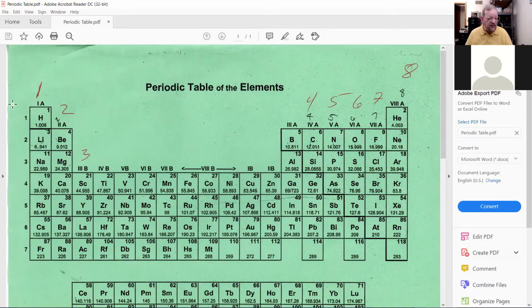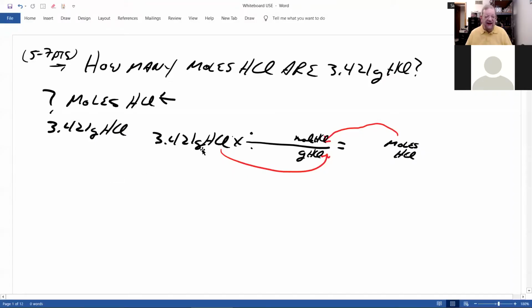So hydrogen, the 3 significant figures is 1.01. Chlorine, the 3 significant figures is 35.5. Check it out. I did it right. Yay. And now we have to figure out the molecular weight of HCl. This is my abbreviation for molecular weight. And it's got 1 hydrogen, 1 chlorine, which is equal to 1 times 1.01.